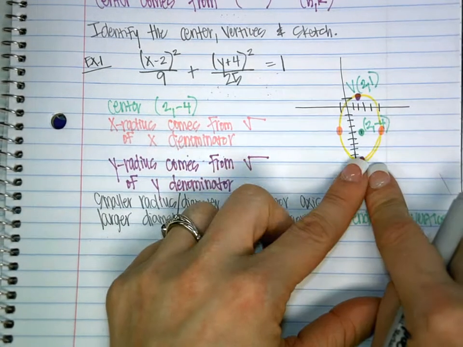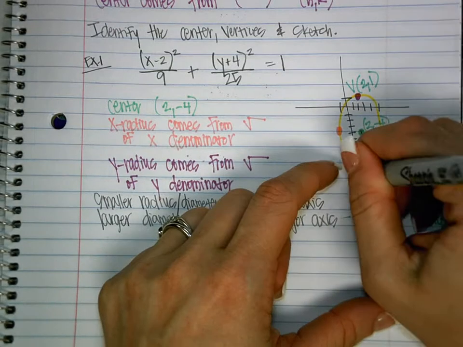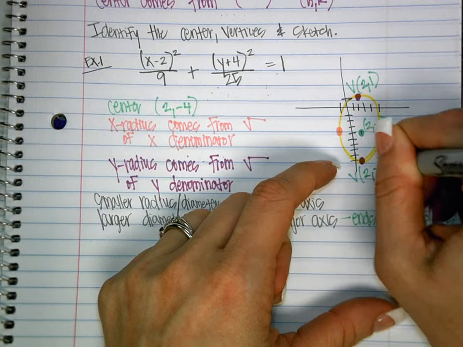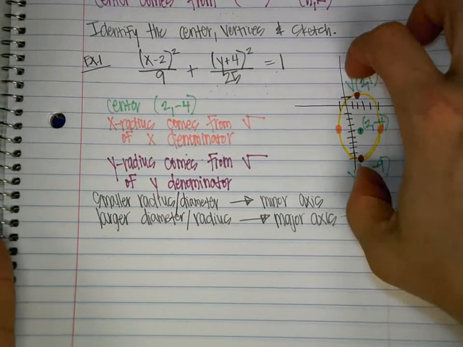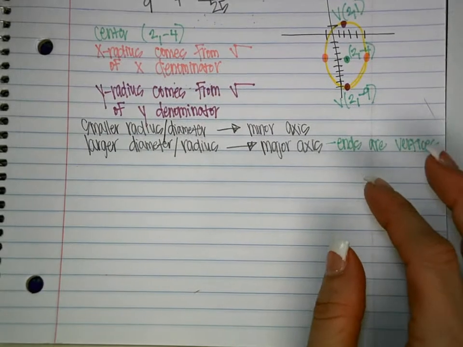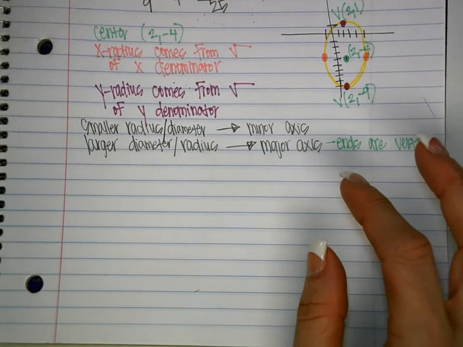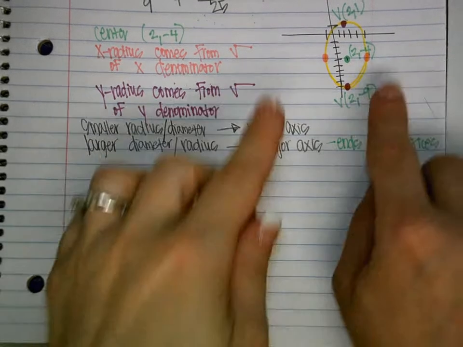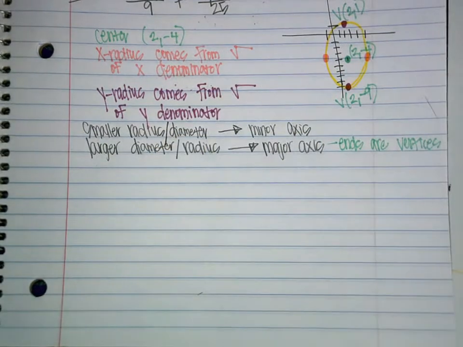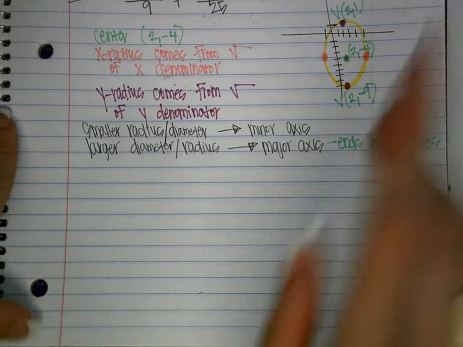What is this vertex at? 2, should be -9. Okay? That is how you can tell which are going to be the vertices. Vertices just means more than one vertex. Just like if you had a parabola, it only has one endpoint. This actually looks like it has like 4 endpoints, but it really doesn't, okay? The ends of the major axis are your vertices.